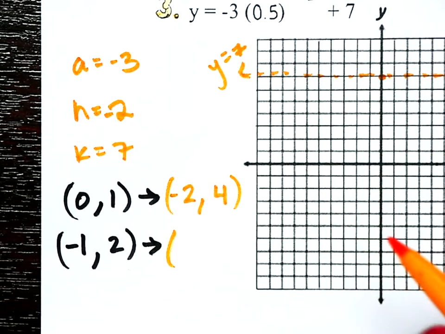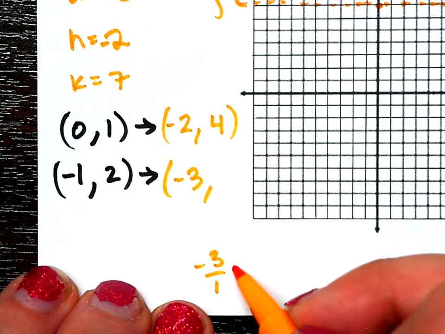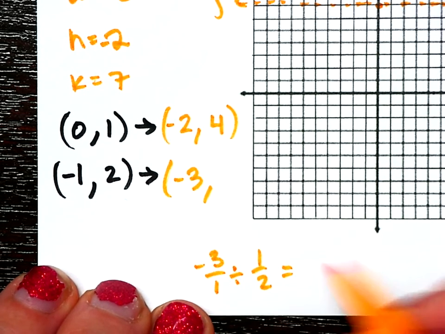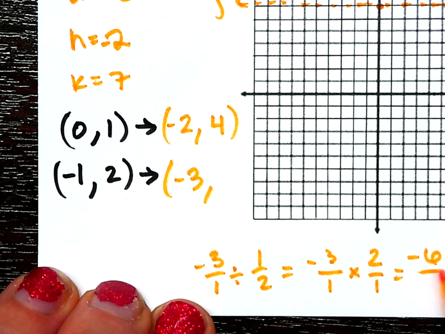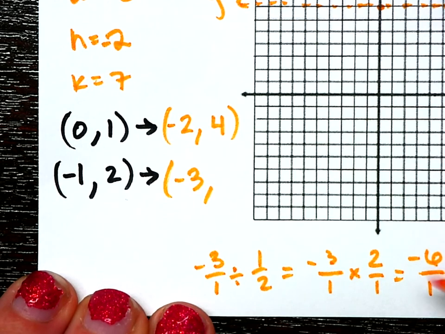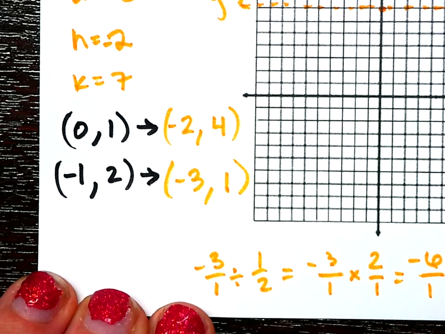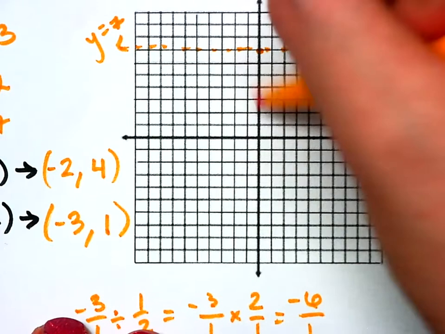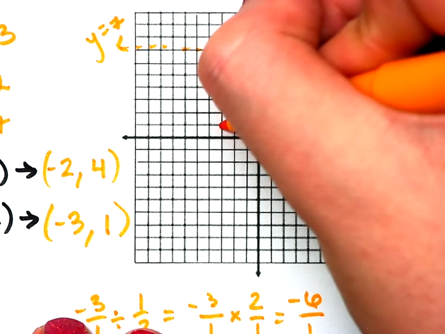And then for the next point, h minus 1, a divided by b. So let's do that math real quick. -3 divided by 1/2. We'll do that down here. -3 divided by 1/2 is the same thing as -3 times 2/1. So I get -6. All right, so -6 is the a divided by b, and then we need to add k. So -6 plus 7 is 1. All right, -2, 4, and -3, 1.